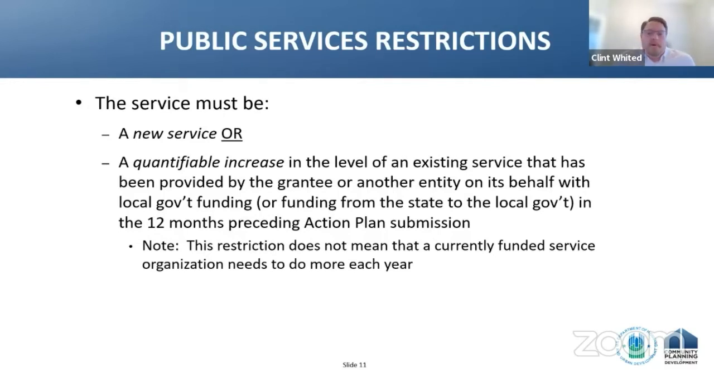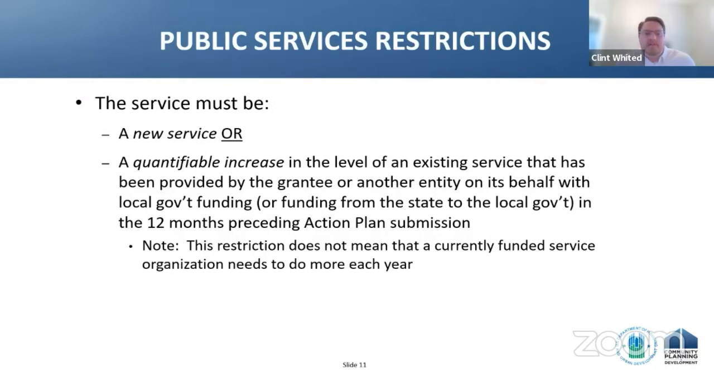If a senior health screening program that was operating with local general funds within 12 months prior to your action plan submission, and that program served 100 people during the year, and then they subsequently decide to apply for CDBG funds for the upcoming year, the CDBG funds that you would potentially invest in that activity must be used to quantifiably increase the level of service provided by the senior health screening program. So the number of people served by that activity would need to increase over the 100 people that they normally serve with local government funds to reflect that additional CDBG investment.